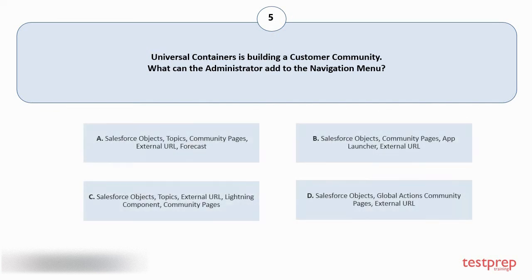Your options are: A. Salesforce Objects, Topics, Community Pages, External URL, Forecast, B. Salesforce Objects, Community Pages, App Launcher, External URL, C. Salesforce Objects, Topics, External URL, Lightning Component, Community Pages, D. Salesforce Objects, Global Actions, Community Pages, External URL. The correct answer is option C.